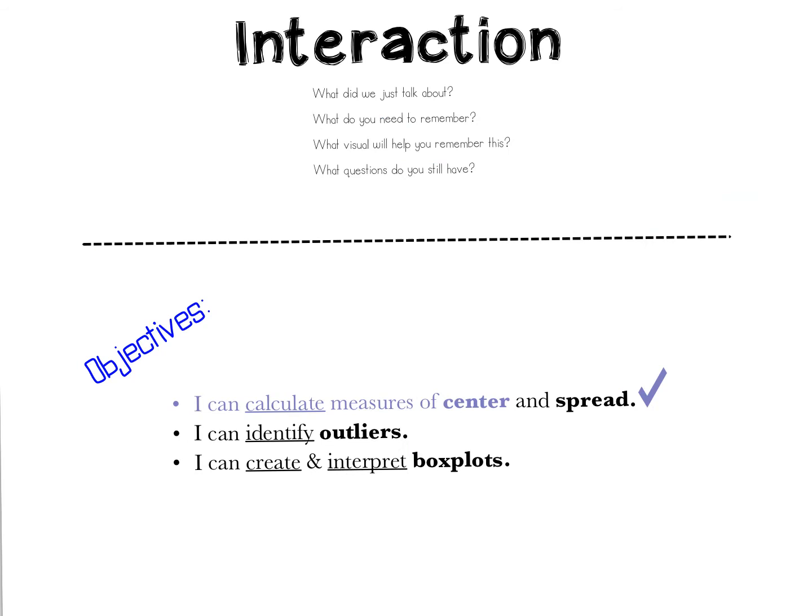All right, so we have calculated measures of center, both from raw data and from a bar graph or histogram. So I'd like you to please pause the video, and I'd like you to have an interaction. So what are some questions you have? What do you understand? What are you going to need to remember? What's new information? All those things.